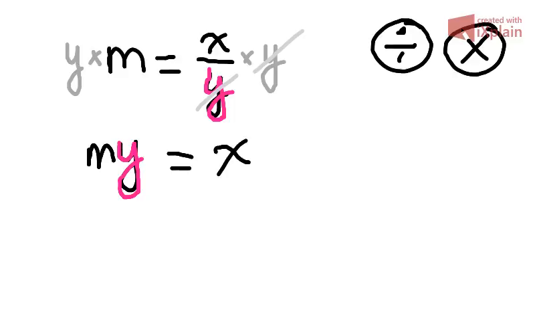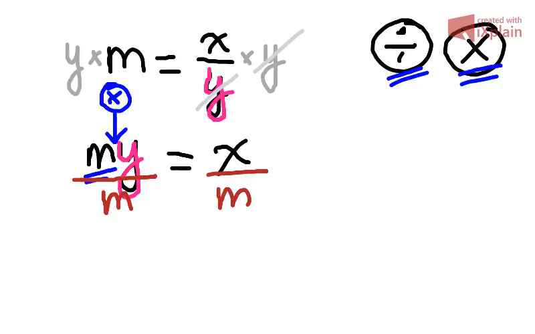Now we need y on its own, so it's time to remove the m from here. We see m is sitting really closely to y. That means there is an invisible multiplication in there. And we already know that the inverse of multiplication is division. So basically all we need to do here is divide both sides by m.